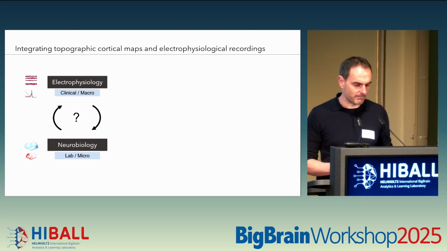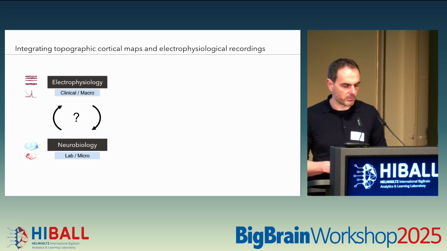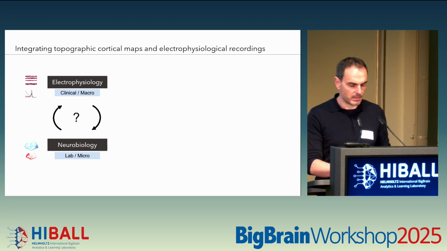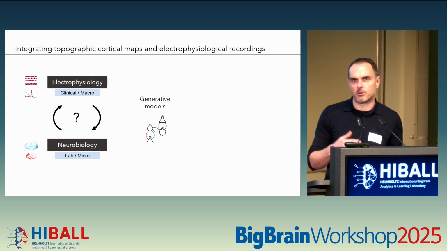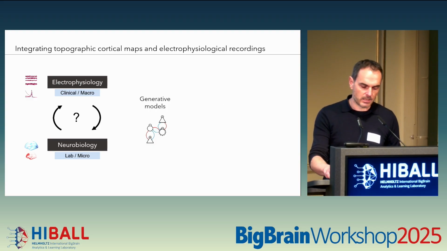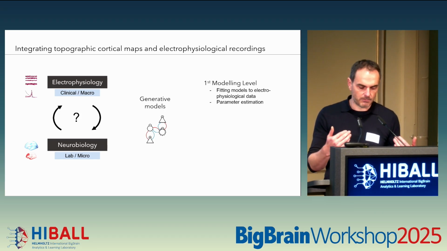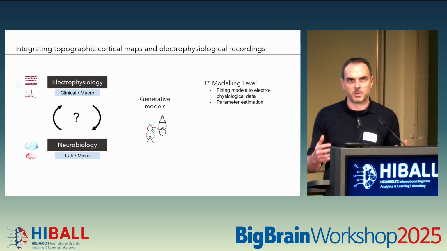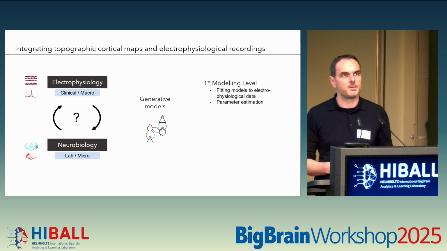Coming to the first bit, it's obviously a large question how to relate clinical or macro data like electrophysiology to neurobiological data like brain maps and neuroreceptor maps. So one way is to use generative models or hierarchical generative models, like the four-population neural mass model shown here, and then use two steps, which I explain in a little more detail later. The first step is to fit the models to electrophysiological data and estimate a set of parameters in the first space without neurobiological data.